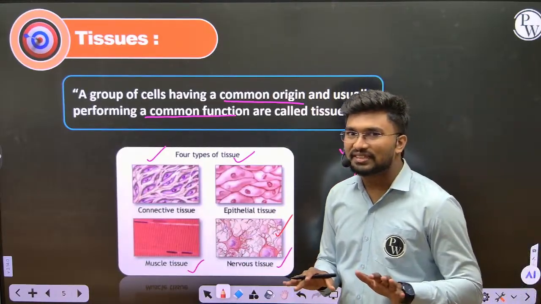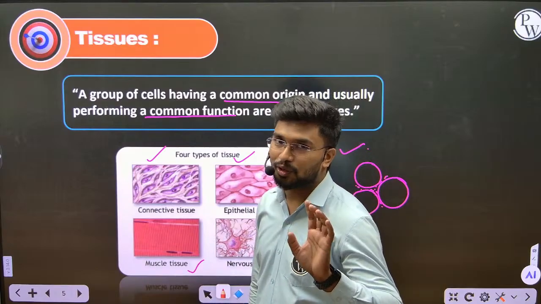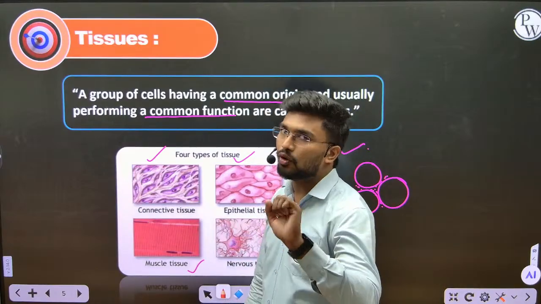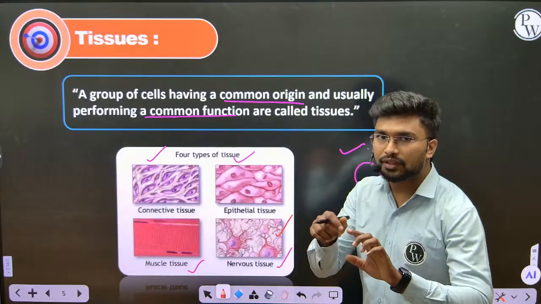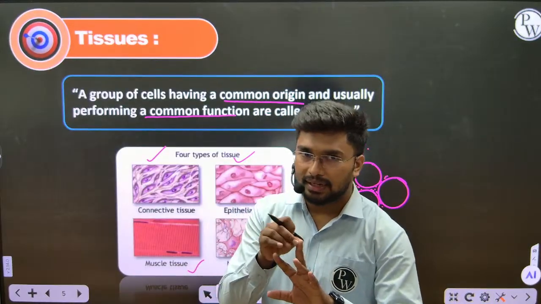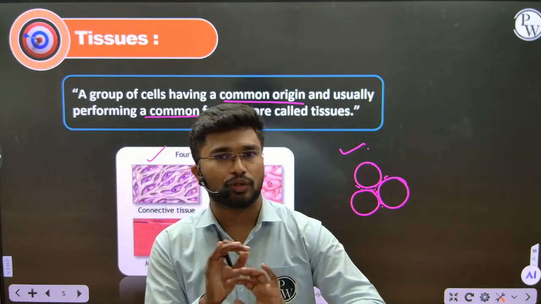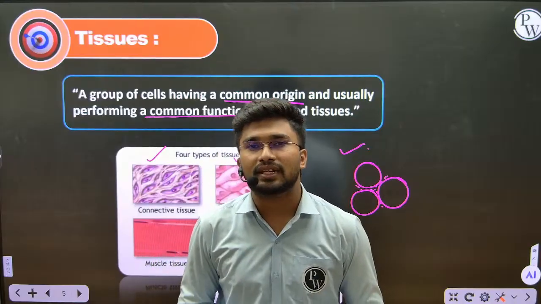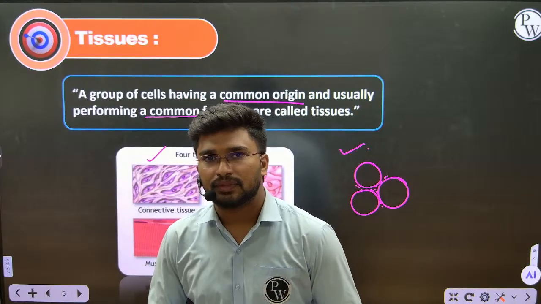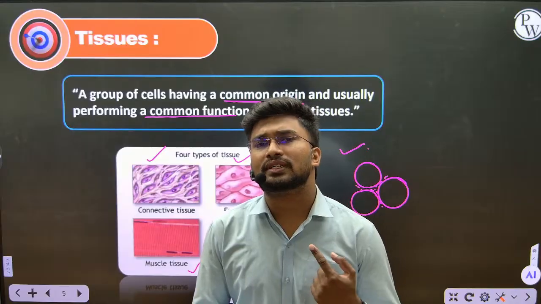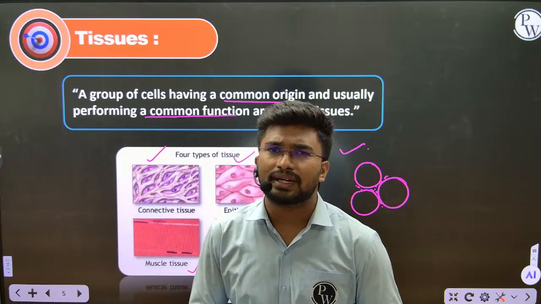I hope you understand the function of every tissue. In total, how many types of tissues are there? 4 types of tissues. What are the 4 types of tissue? Epithelial tissue, connective tissue, muscular tissue, neural tissue. The function of epithelial tissue is protection. Not only protection, it helps in the absorption, secretion, and exchange of material.